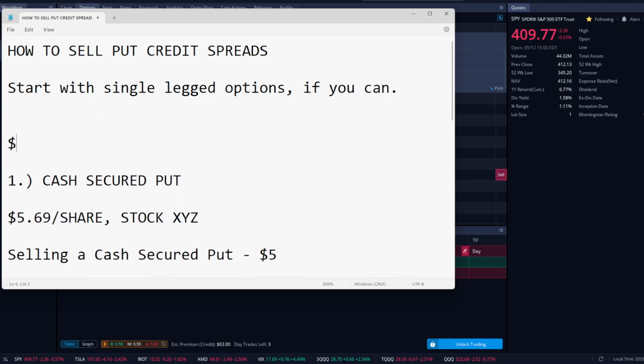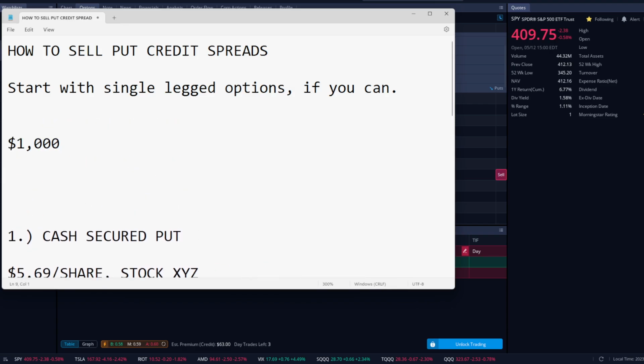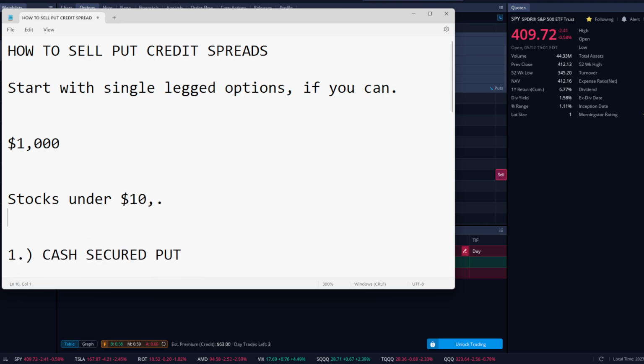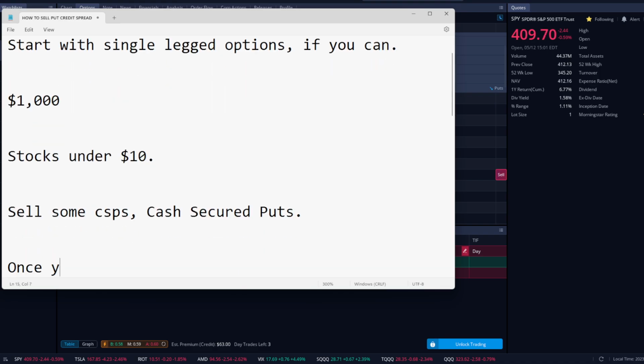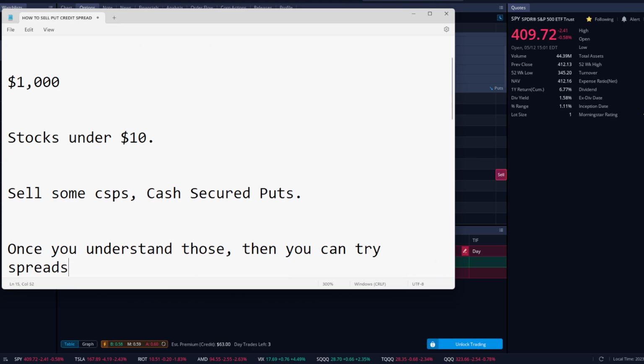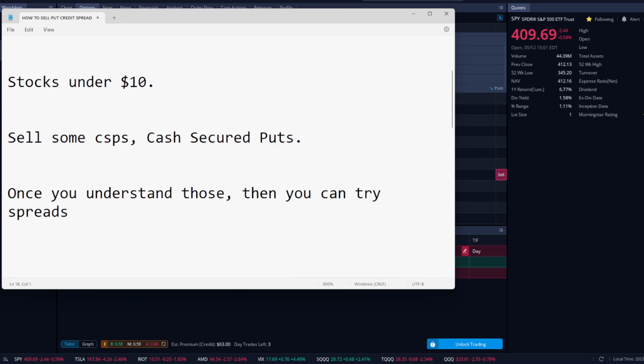So if you have an account size of $1,000, go look for stocks under $10 and sell some CSPs, also known as cash secured puts. Once you understand those, then you can do spreads. So that would be my advice.